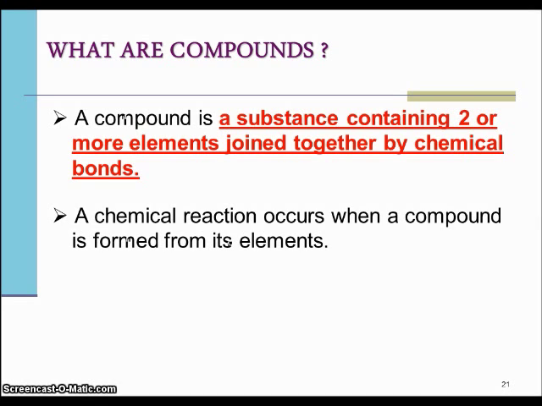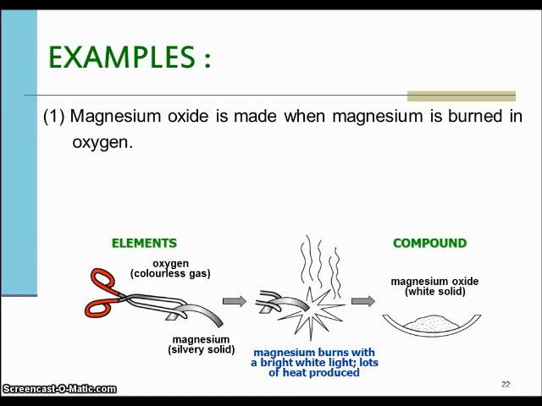Let us look at compounds. A compound is a substance containing two or more elements joined together by chemical bonds. A chemical reaction occurs when a compound is formed from its elements. For example, magnesium oxide is made when magnesium is burned in oxygen.